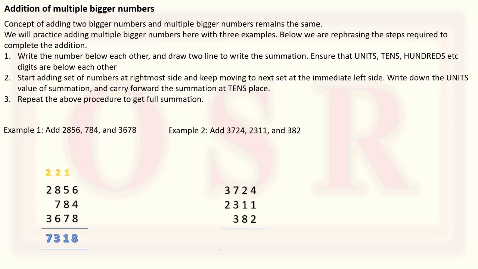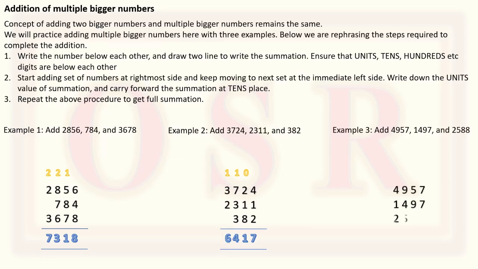Second example, add these three numbers. So again we write the three numbers, draw two lines, take the units place. 4, 1, 2 is how much guys? 7. Then move to the next number, 2, 1, 8, 11. So write down 1 and carry forward 1. Again at this place the summation is 14. So we will write down 4 and carry forward 1. This place summation is 6. So we'll just write 6. So the summation is 6417.